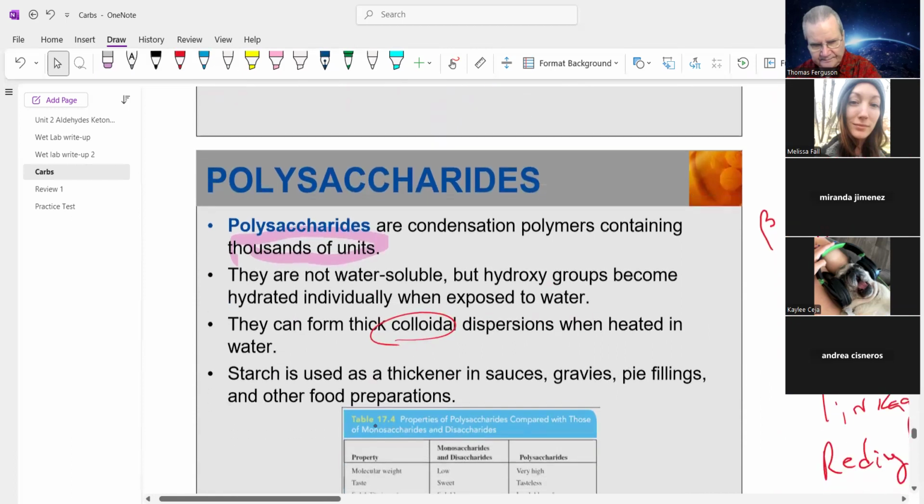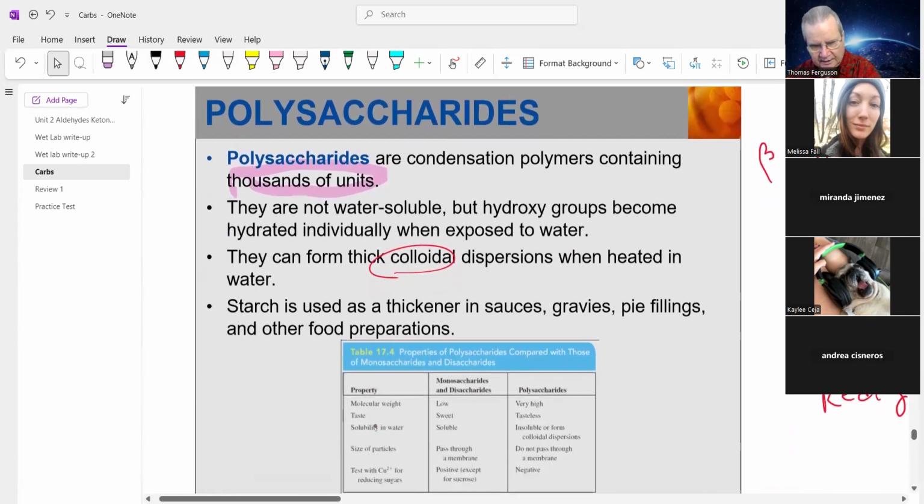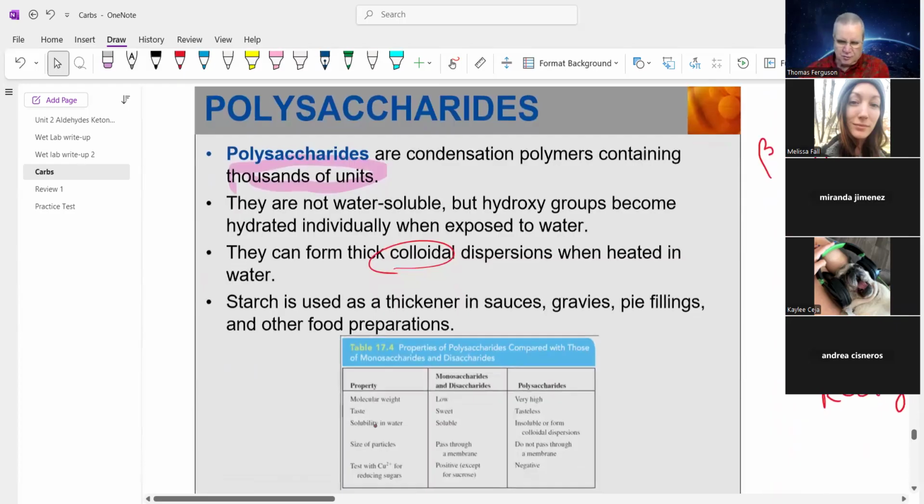Okay. Now you need to know three polysaccharides, really two.